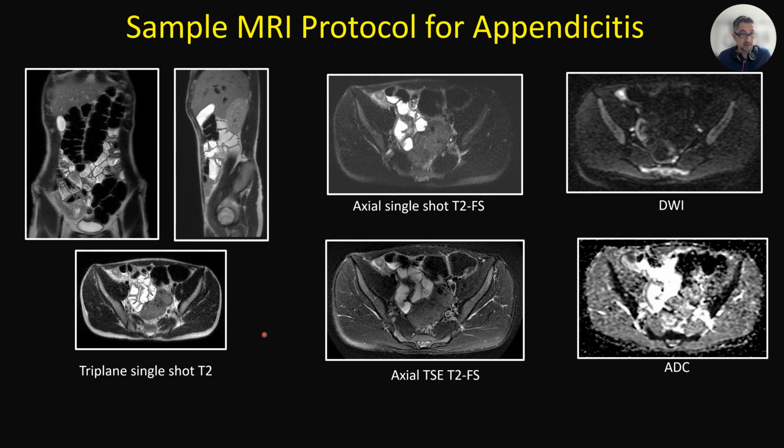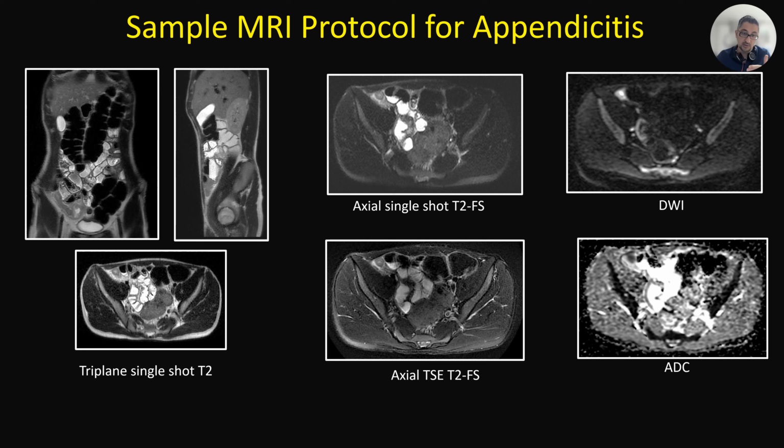Here is a sample MRI protocol for the diagnosis of appendicitis that I was using in Istanbul. We were doing triplane single-shot T2s. They are very fast. It gives you an idea of the anatomy, and the axial single-shot T2 FATSAT images, and also an axial turbo spin echo T2 FATSAT. And you can see the difference between the resolution and image quality. This one's much better, but takes longer. And also diffusion, DWI and ADC map images.